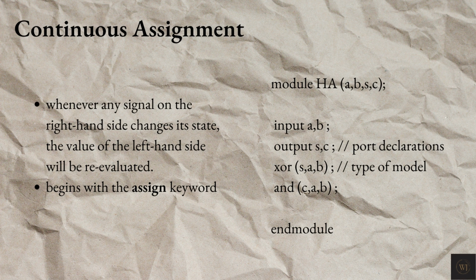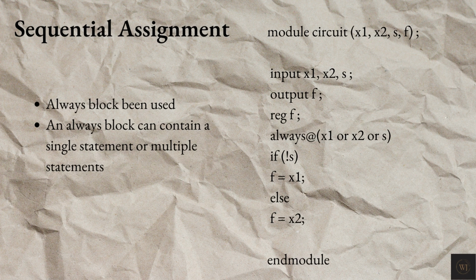There are two types of assignment in Verilog: continuous assignment and sequential assignment. Continuous assignment: whenever any signal on the right-hand side changes its state, the value of the left-hand side will be re-evaluated. It begins with the assign keyword. Sequential assignment is also called procedural assignment statement. An always block is used, and it can contain a single statement or multiple statements.